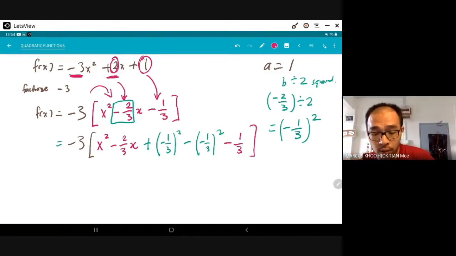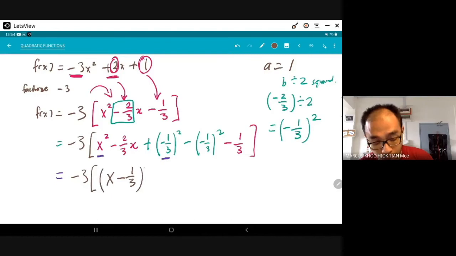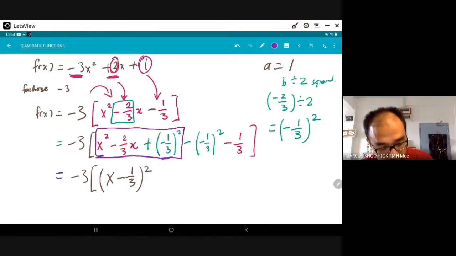Then after that, I take this one and this one and I group them together, just like completing the square before. Gosh, I have to change so many numbers. So this will be x minus 1 over 3, the whole thing squared. So this part is settled, this part is settled, and goes in here.